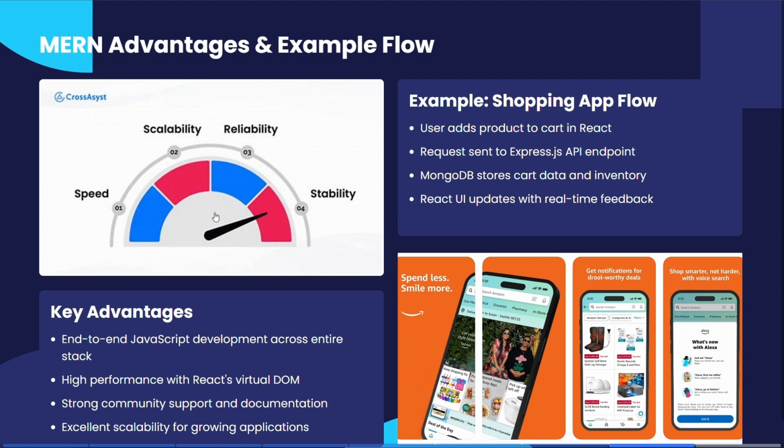Next one is strong community support. All four technologies, MongoDB, Express, React, and Node, have a large developer community. So if you face any problem, you can easily find solutions. And the next one is scalability. MERN apps can handle more users and big applications easily. You can add more servers or upgrade the existing ones without changing the code much.